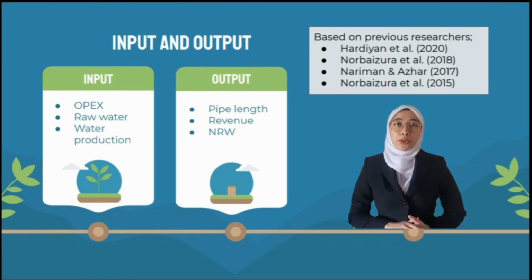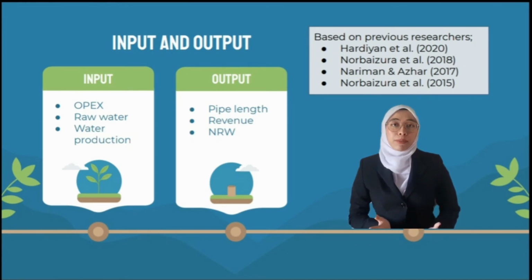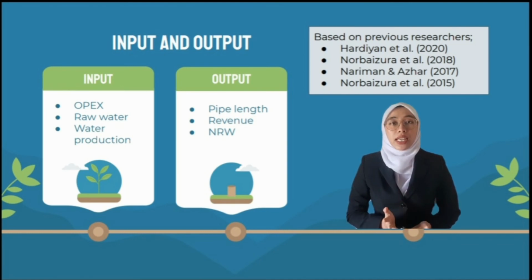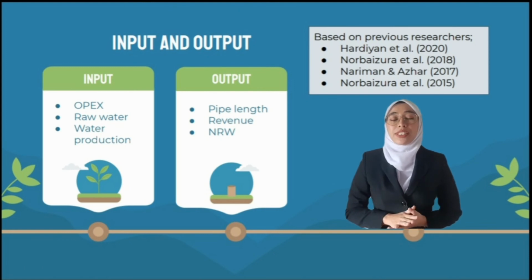I want to explain about the input and output that have been used in this study. Multiple inputs and outputs are used in providing the best allocation and suggesting the best result for a company's improvement. Therefore, the selections of input and output variables are based on previous research, such as Hardian et al. 2020, Norbaizura et al. 2018, Nariman and Azhar 2017, and Norbaizura et al. 2015. After analyzing the previous research, the chosen input variables are OPEX, raw water, and water production. Meanwhile, the chosen output variables are pipe length, revenue, and non-revenue water, since these input and output variables are commonly chosen by previous researchers.